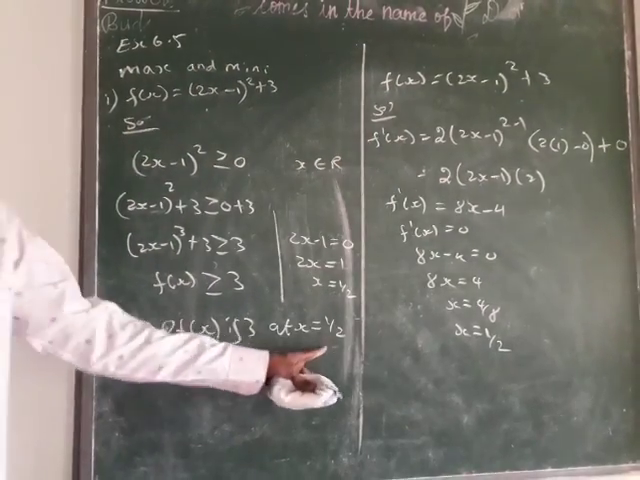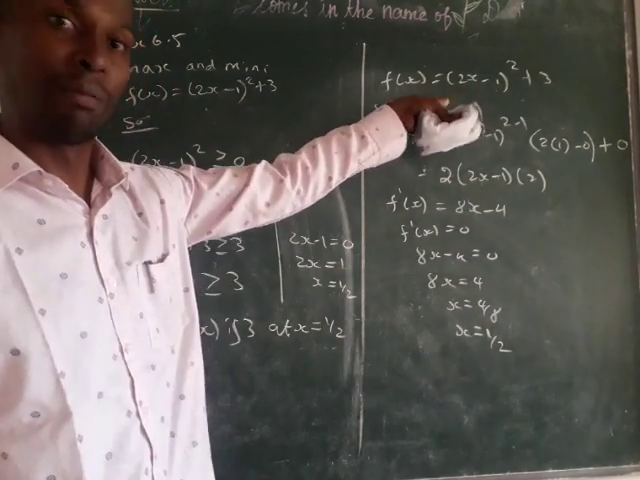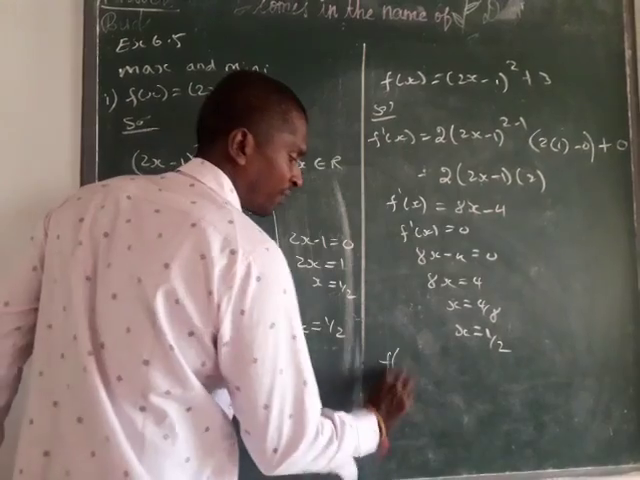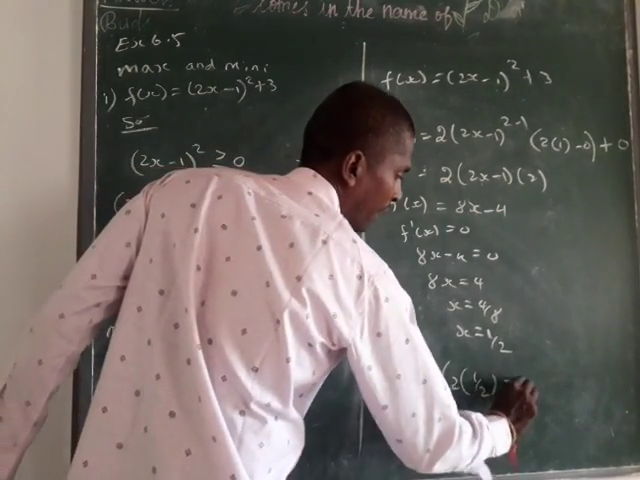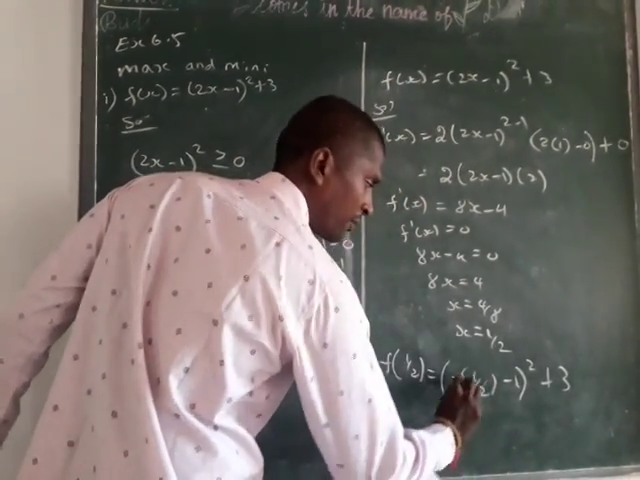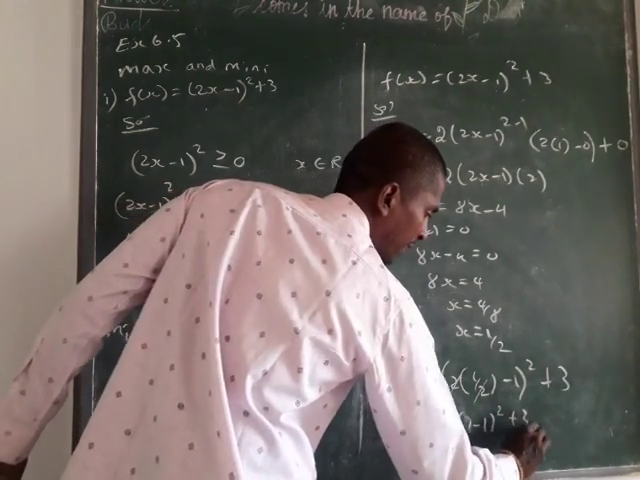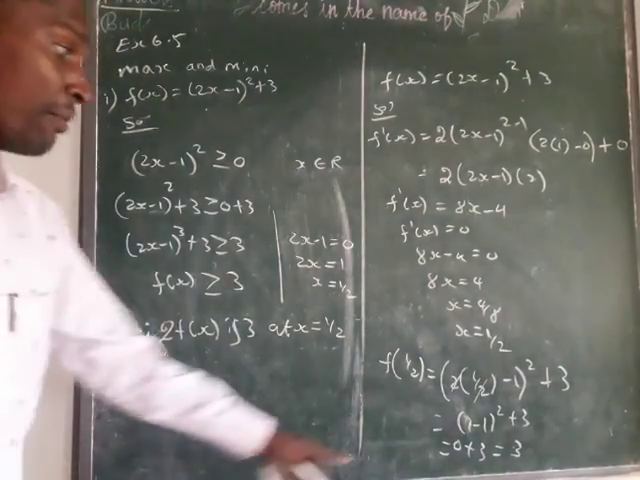So we get 1 by 2 here. So when x equals 1 by 2, is it the maximum value or minimum value? Substitute x equal to 1 by 2 in f of x. So f of 1 by 2 equals 2 into 1 by 2 minus 1, the whole square, plus 3. So the 2 cancels, it becomes 1 minus 1, the whole square. So it becomes 0 plus 3 equals 3. So there is a minimum value.